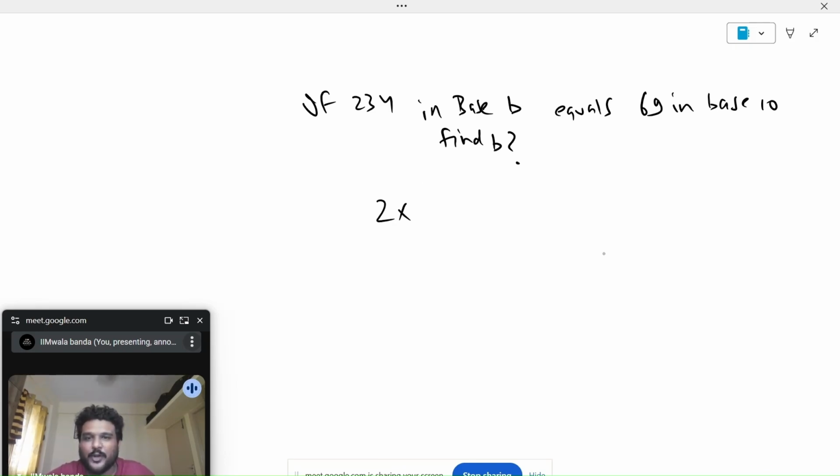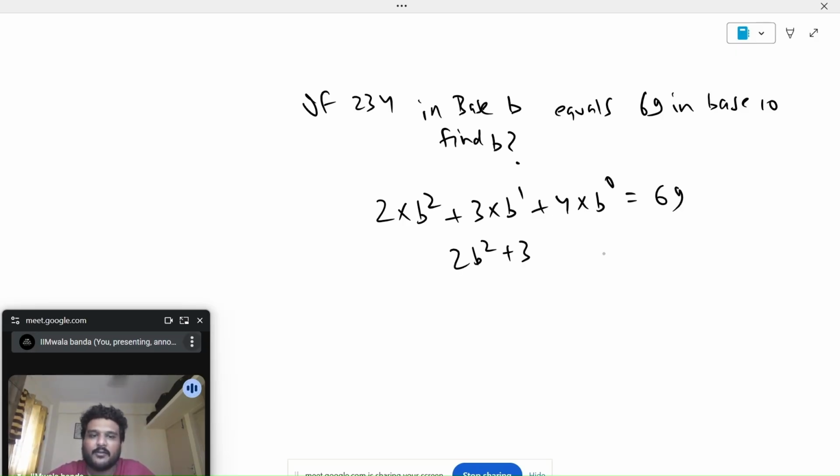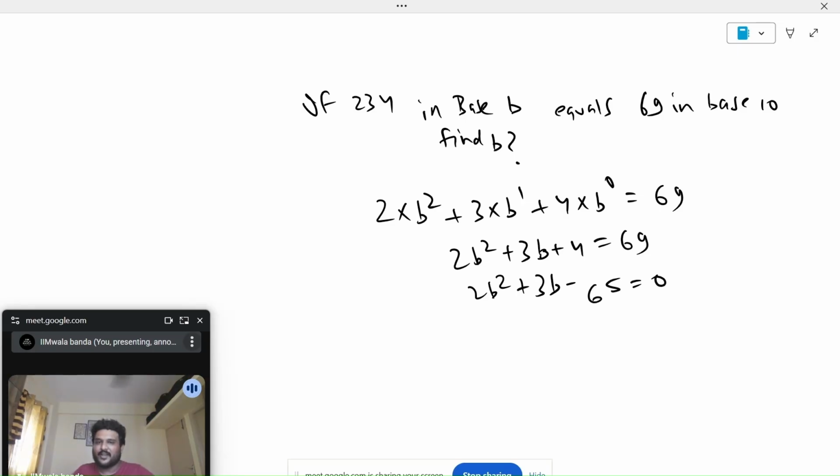It is 2 into b square, because b to the power 0, b to the power 1, b to the power 2. 3 into b to the power 1 plus 4 into b to the power 0 is 69. So 2b square plus 3b plus 4 is 69, or 2b square plus 3b minus 65 equals 0. It's a quadratic. And I hope that you're aware of quadratics. Otherwise, watch the quadratic equation video, basics of algebra.